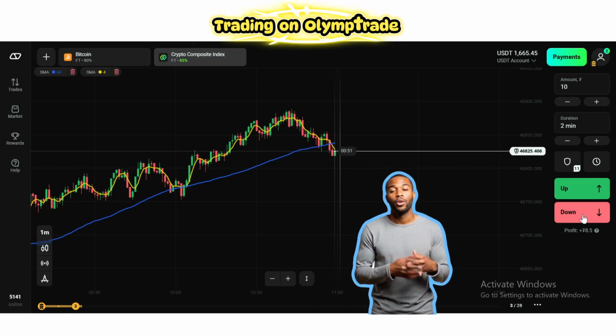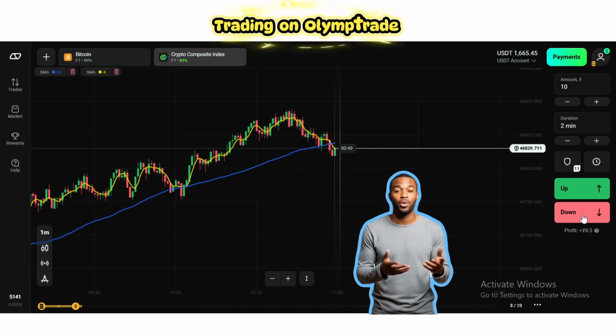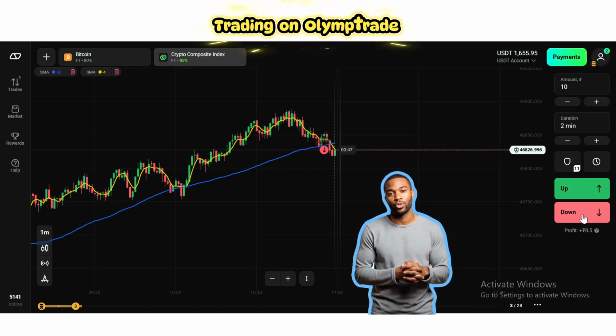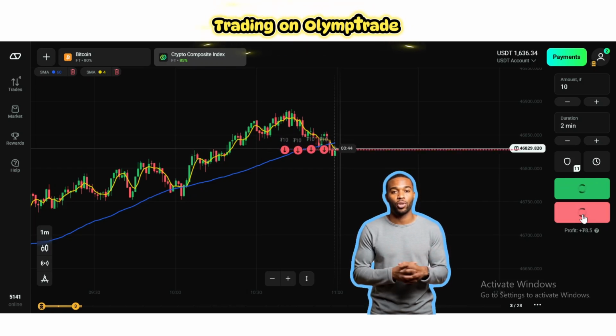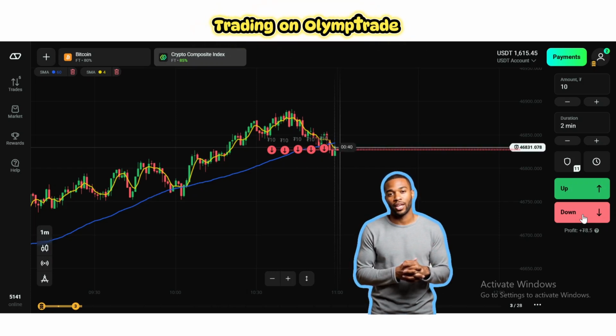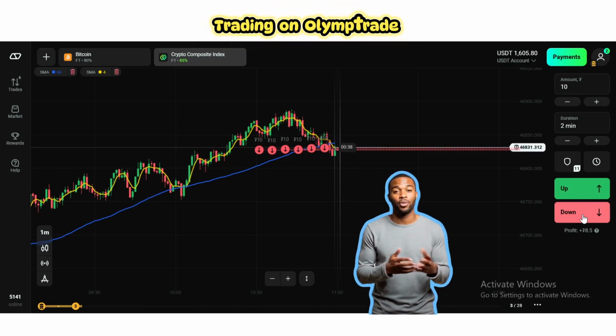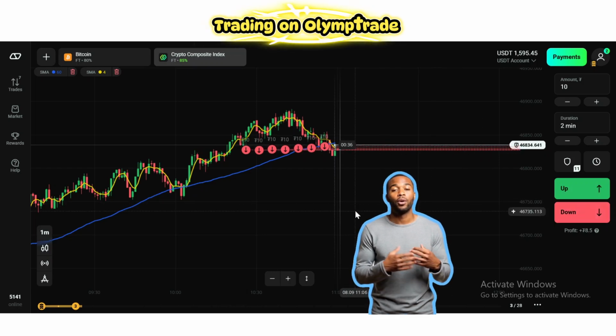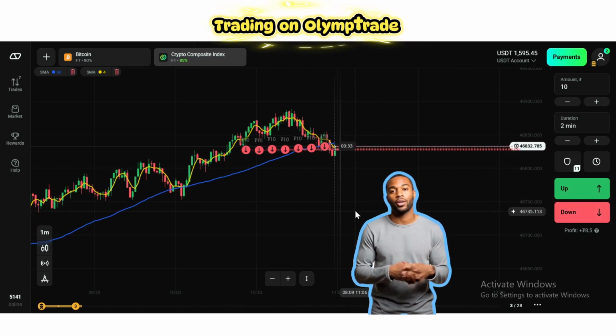Since the yellow line is on the top and the interception has already taken place, we'll be looking for a good entry point. I think this one is a good entry point. We'll be going down here for just 2 minutes because the interception has already taken place. So let's wait and see how the result turns out in the next 2 minutes.